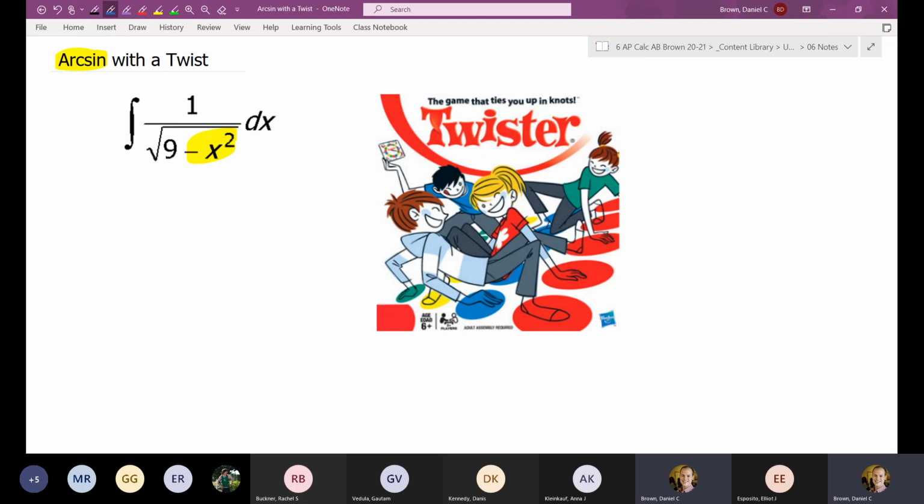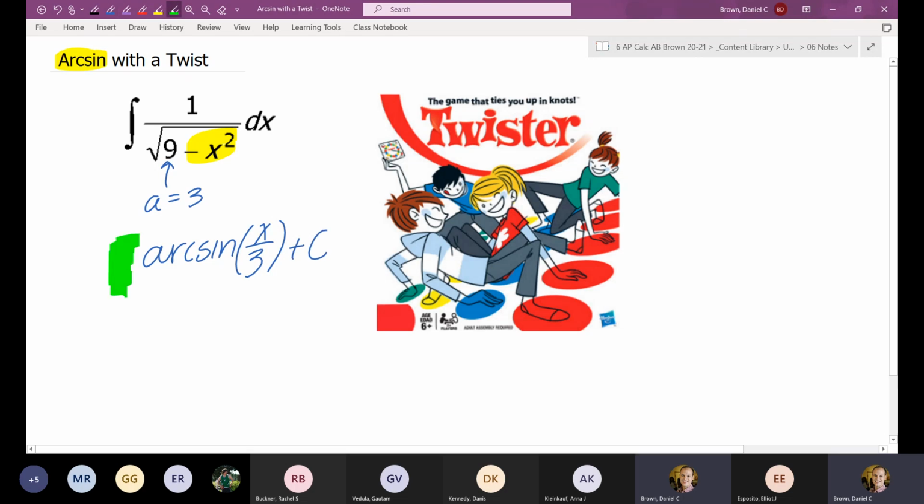What's the a value going to be for this one? 3. And then you do want to make sure you're careful with the rule. Arcsine is the only one that doesn't have 1 over a in front of it, so we're just going to jump into it. Arcsine of x over a plus c. Again, arcsine does not have 1 over a in front, so make sure you don't add it in front.